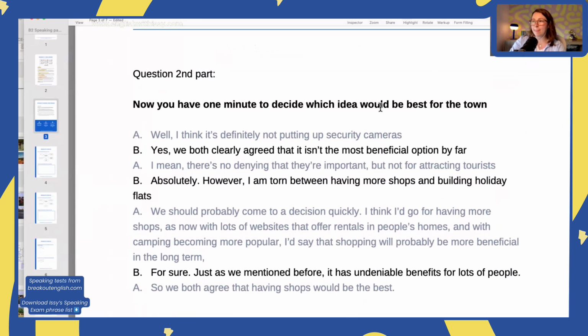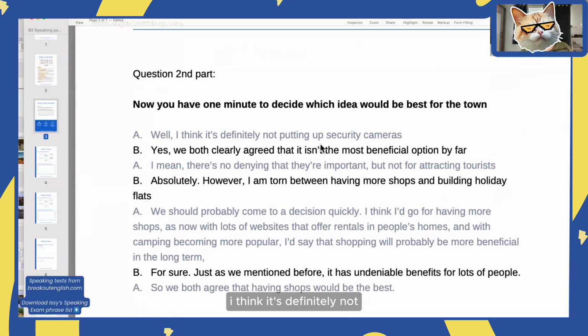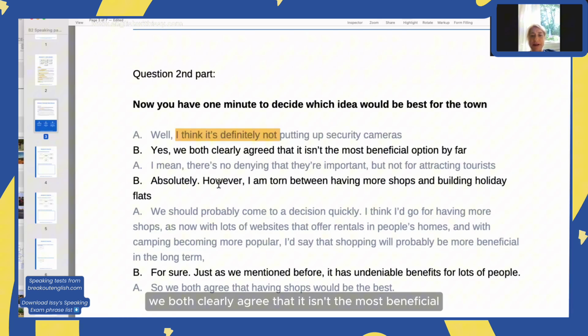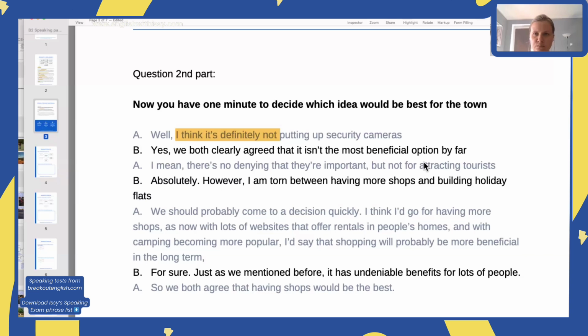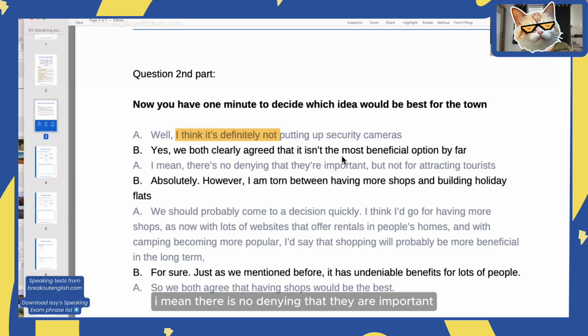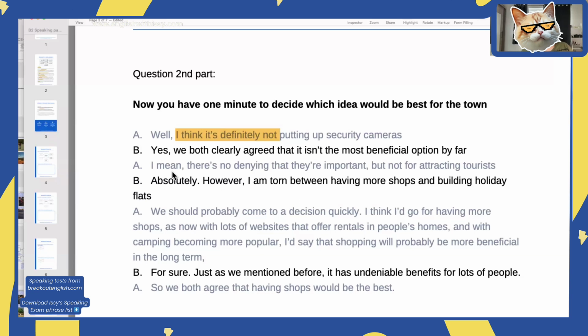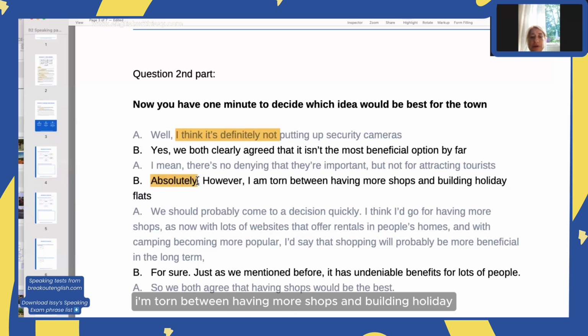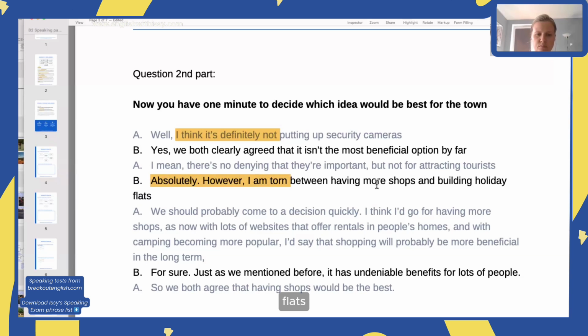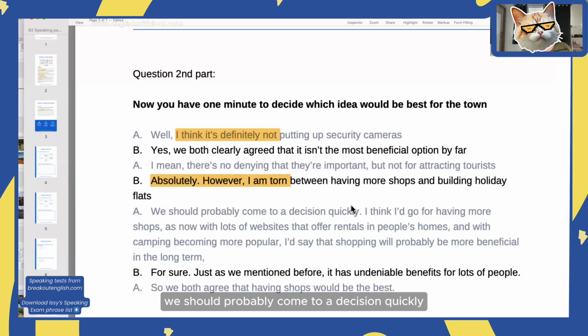Okay? Well, I think it's definitely not putting up security cameras. Yes, we both clearly agree that it isn't the most beneficial option by far. I mean, there's no denying that they are important, but not for attracting tourists. Absolutely. However, I'm torn between having more shops and building holiday flats. We should probably come to a decision quickly.